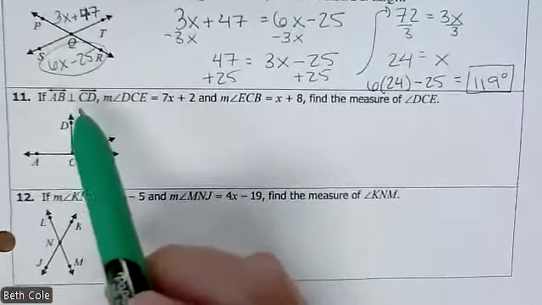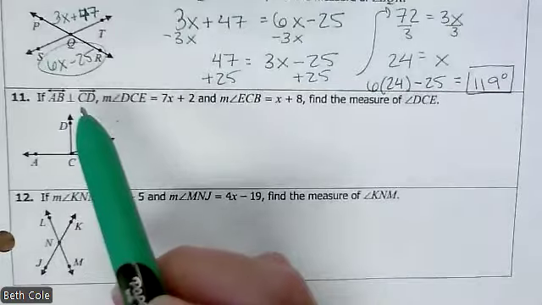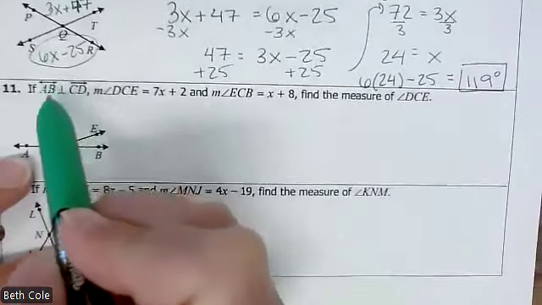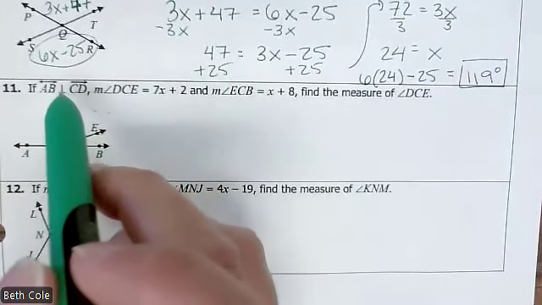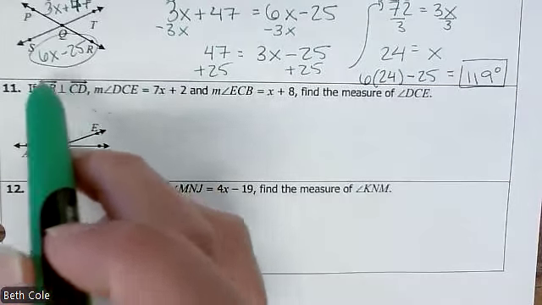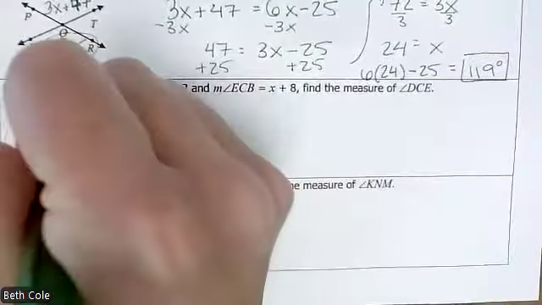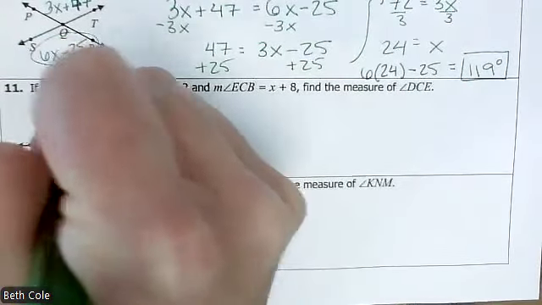Great. Guys, now this is a new symbol for you. You haven't seen this symbol before, but that upside down T there means that they are perpendicular. Perpendicular means they meet at what kind of an angle? Right angles. So you can put your little square in there. These are 90 degrees.